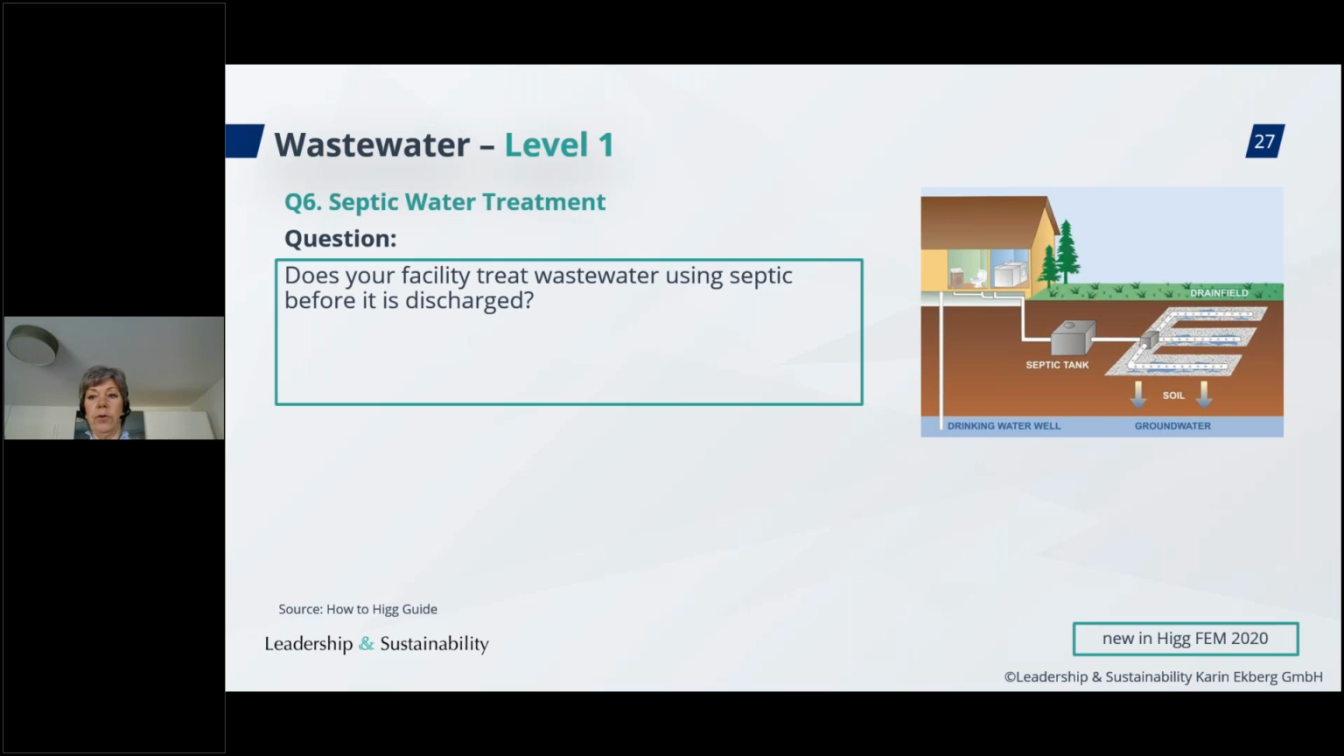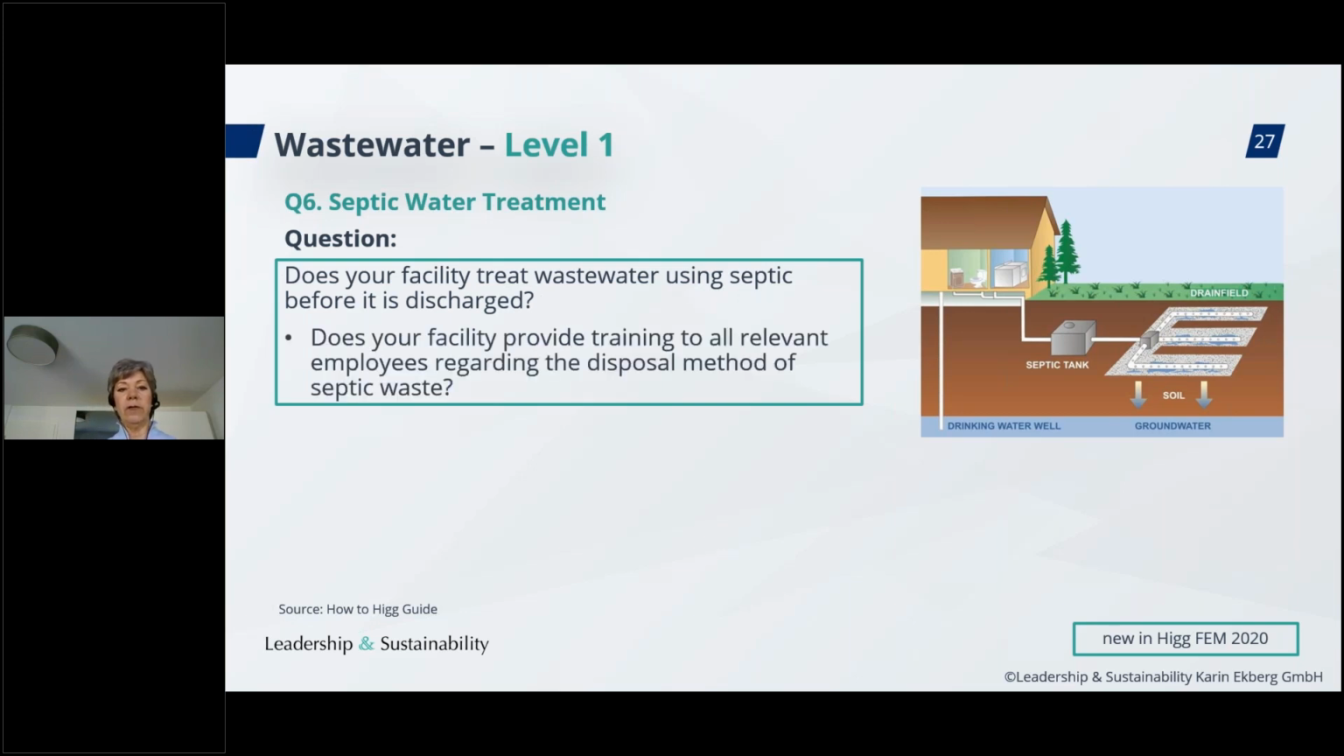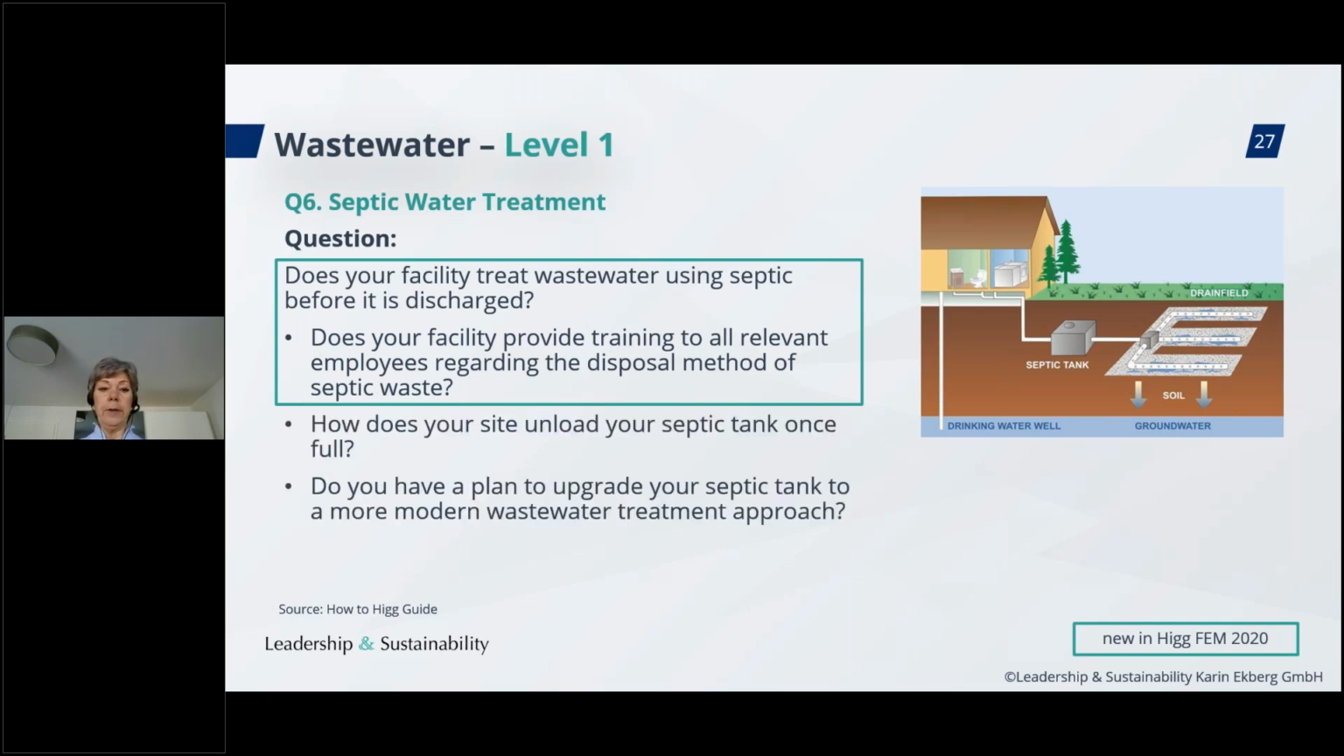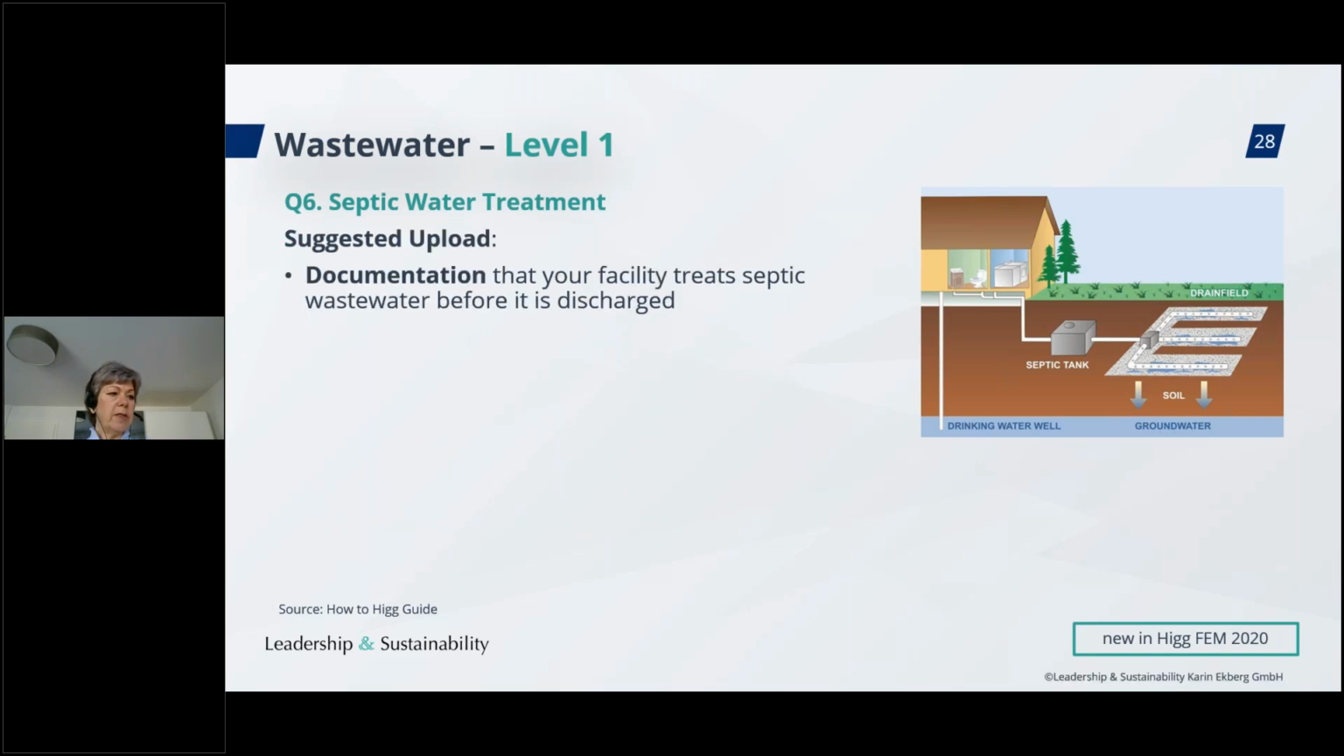treated with a septic water treatment, the question is, does your facility treat the wastewater using septic before it is discharged? Does your facility provide training to all relevant employees regarding the disposal method of the septic waste? How does your site unload your septic tank once full? And do you have a plan to upgrade your septic tank to a more modern wastewater treatment approach? And this last question is there because, let me see, on the next slide I have more information about the actual treatment of the septic water.